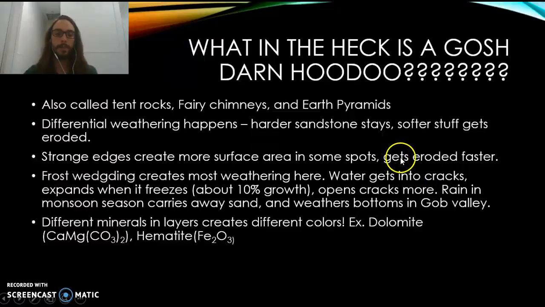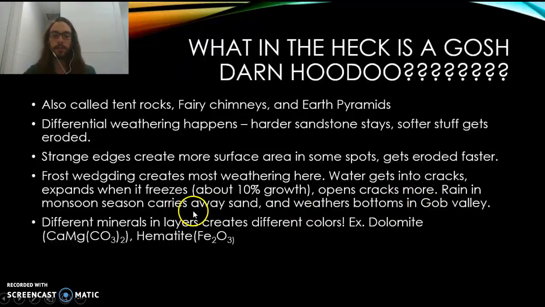And I'll show you a picture of that. In this specific area, we have something called frost wedging, which creates most of the weathering in Goblin Valley and Arches. Water gets into cracks in the rock, then it expands when it freezes. About 10% of that water expands, or it expands 10% more than it normally is. And so then that opens the cracks a bit more, and when those cracks open a bit more, sediment falls down. Rain in the monsoon season carries that sand away. It comes down the sides of the mountains or the rock formations. It carries the sand away, and then it also weathers the bottoms of rock formations as well.